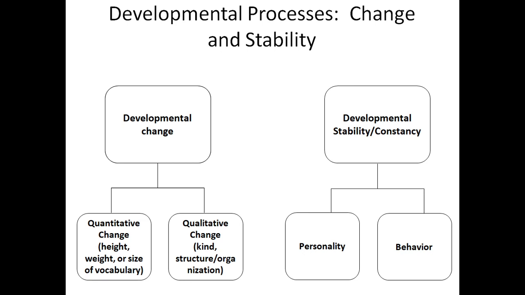There are two important developmental processes that take place in human development. They are change and stability. So, the two types of change are qualitative change and quantitative change. The quantitative change is a change in number or amount such as growth in height, weight, vocabulary, aggressive behavior or frequency of communication. Whereas the qualitative change is a change in kind or structure or organization.